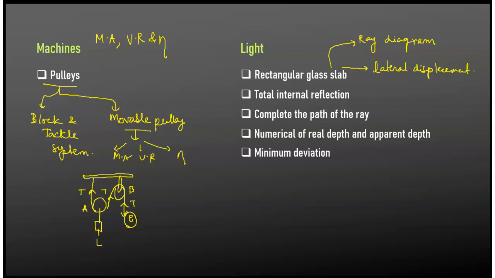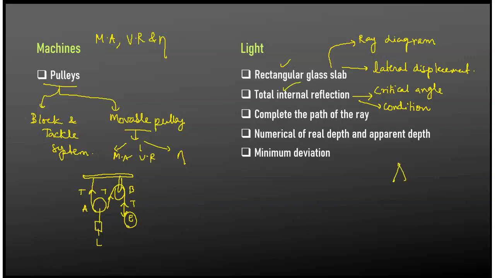Then total internal reflection. When you're doing total internal reflection, it covers critical angle also. Without critical angle, you cannot explain total internal reflection. So you should know critical angle. Then the conditions for total internal reflection, right? Then you have complete the path of the ray. So they may give a rectangular glass slab, and you have to complete the path of the ray. They may give you a situation in the rectangular glass slab where total internal reflection is happening. So this is also covered.